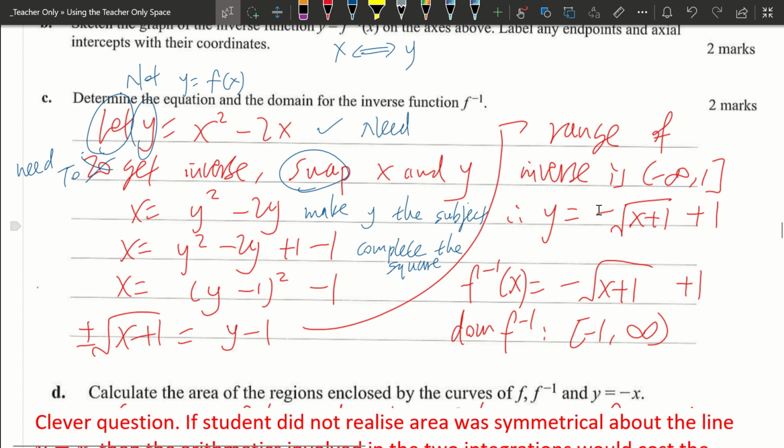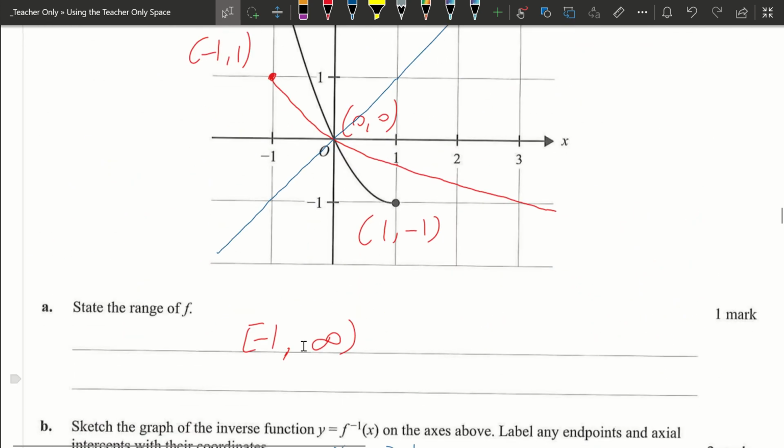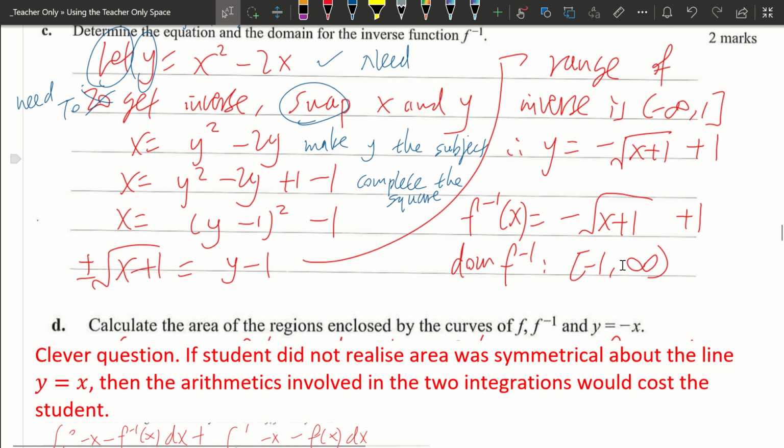And we say which option we keep between the positive and negative, and we change notation to inverse of f, and the domain of f, we state that to be negative 1, infinity, because that's what it is. Now you look at the range of the original, that becomes the domain of the inverse.